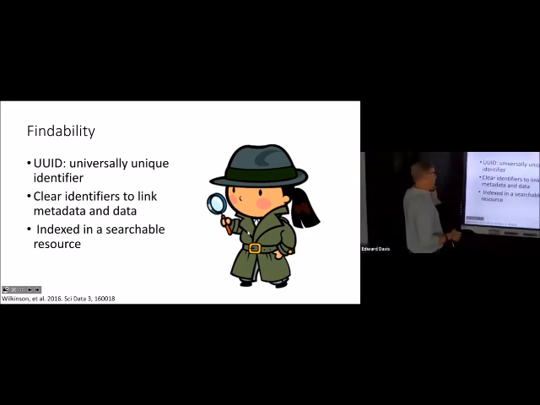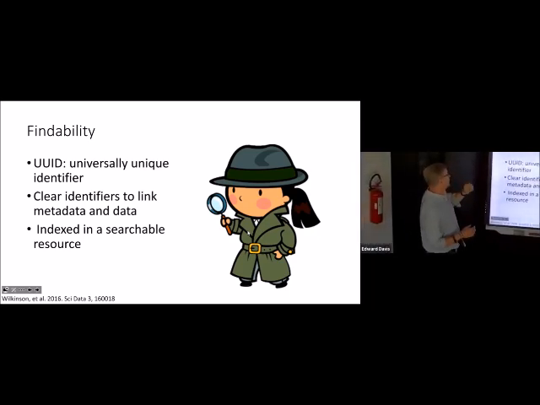So for findability, we want every object and every piece of metadata to have what's called a universally unique identifier, or a UUID, okay? So universally unique identifiers are like serial numbers that are given to data, observations, or metadata that are also resolvable on the web. So if you type it in, it'll actually take you to a web page that directs you to the electronic record for that thing in whatever database it lives in, okay?